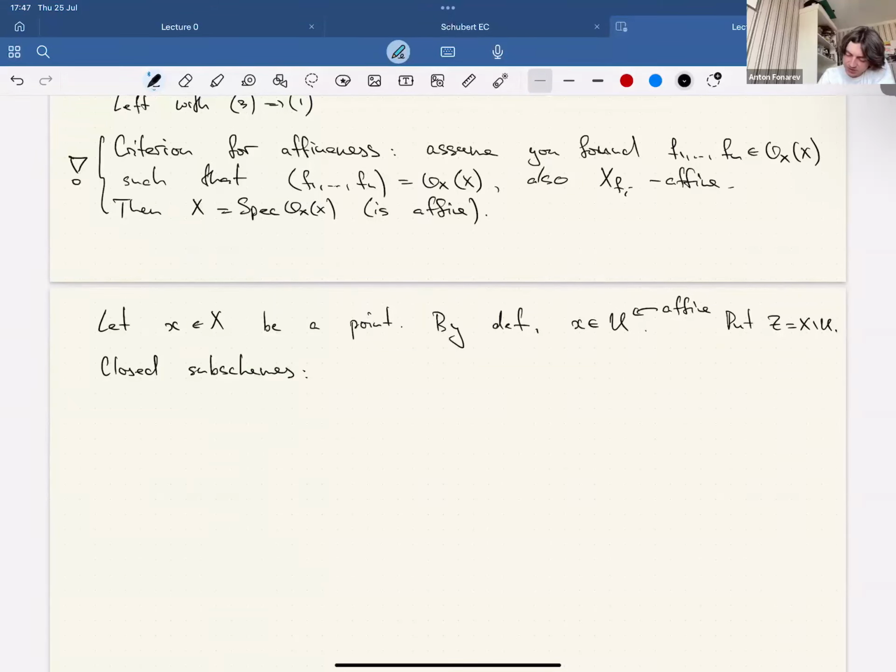One subscheme is Z union X, and the other subscheme contains the subscheme Z. So what we can do is look at the corresponding ideals. We have the ideal of functions vanishing at Z, and the ideal of functions vanishing at Z union X.